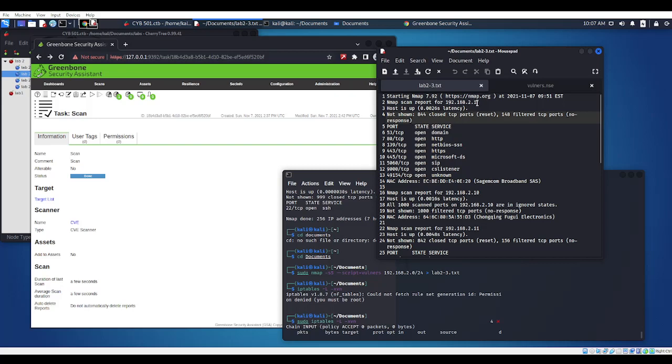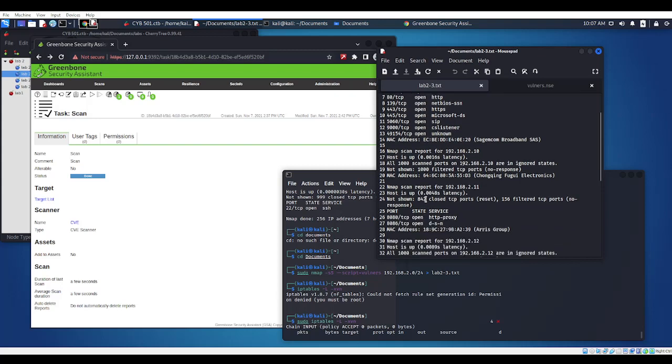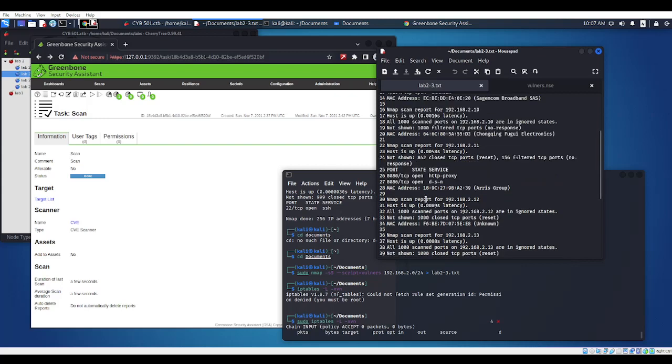So firstly, the most open is the machine that this is on. However, this is not necessarily what we were looking for. The rest, again, all closed. But what I did notice is that this took a significantly longer time to run than the OpenVAS.